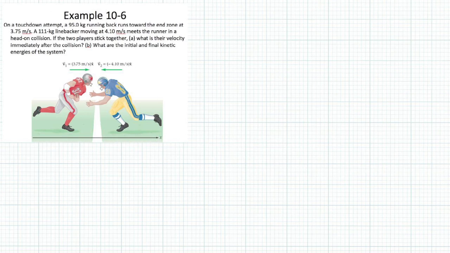Hi everybody, welcome back. This is example 10.6 and we are in the middle of our momentum chapter, and we're talking about, in particular right now, inelastic collisions. Inelastic means collisions of two objects that either stick together in some way or there is some loss of energy.